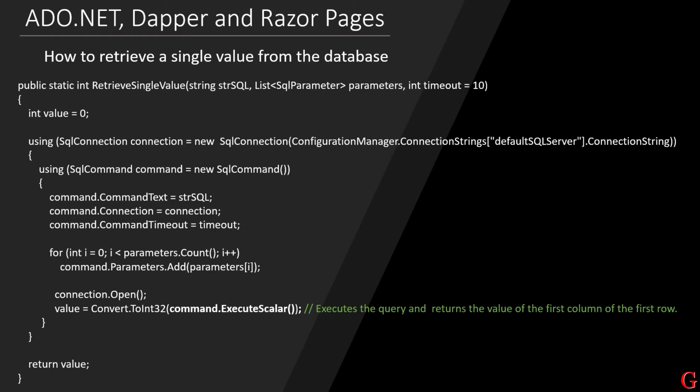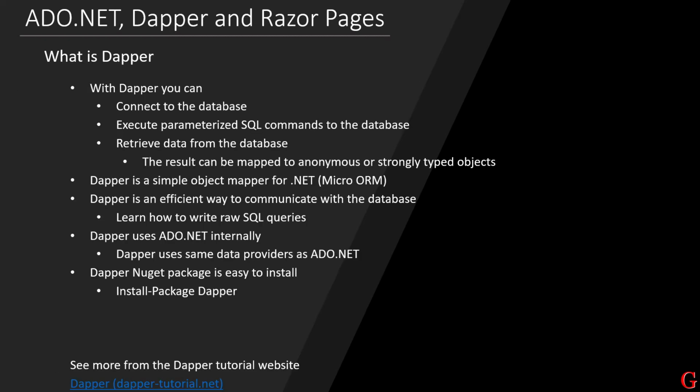Next we will see what is Dapper and how to use it. Dapper has better mapping capabilities than ADO.NET. You use Dapper to connect to the database and create, read, update and delete data from the database. Dapper runs on top of ADO.NET. The result can be mapped to the strongly typed object. Dapper simplifies things.